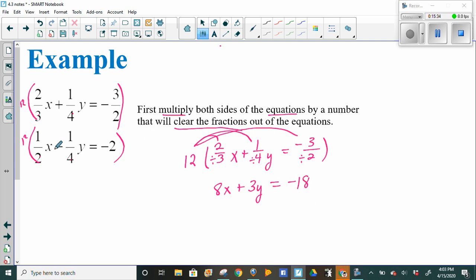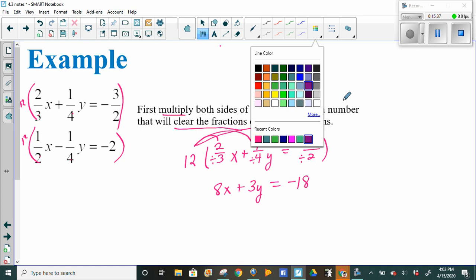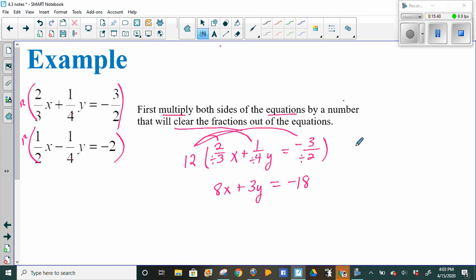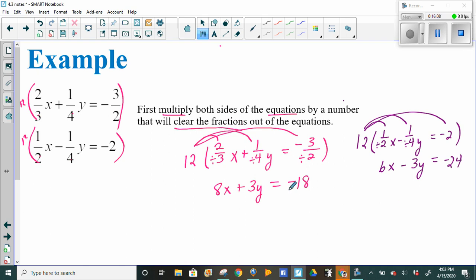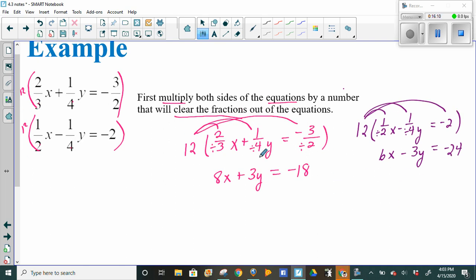Now we're going to do the same thing with this equation, and let me change colors because I'm kind of cramming it in space, and I am sorry about that. So now we've got 12 times 1 over 2x minus 1 over 4y equals negative 2. All right, 12 times 1 is 12. 12 divided by 2 is 6. 12 times 1 is 12. 12 divided by 4 is 3. And then 12 times negative 2 is negative 24. So now we have our two equations here.